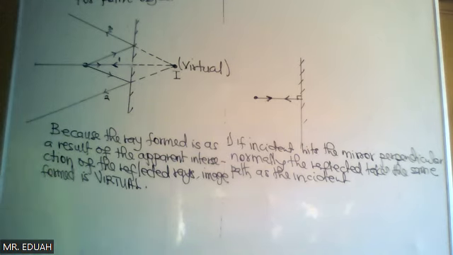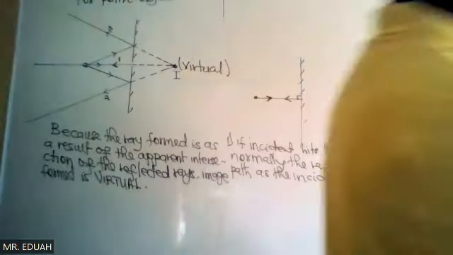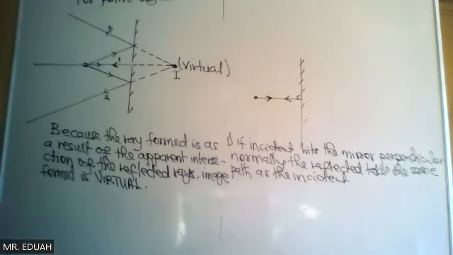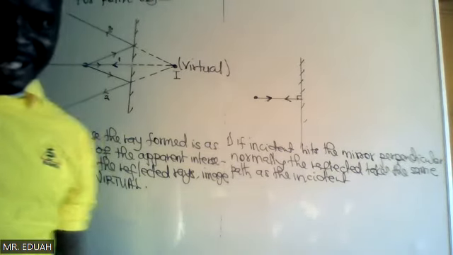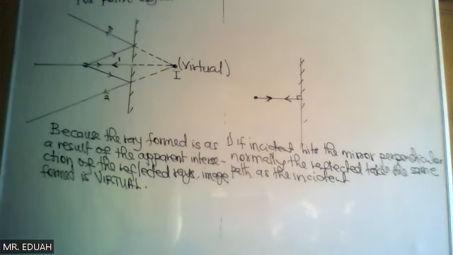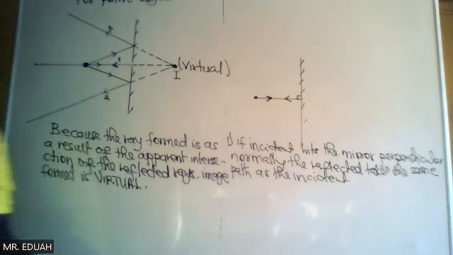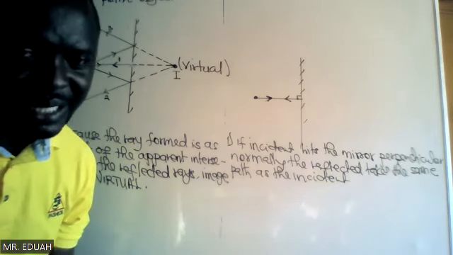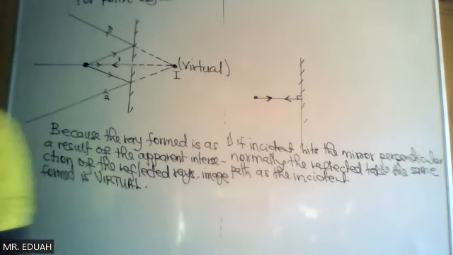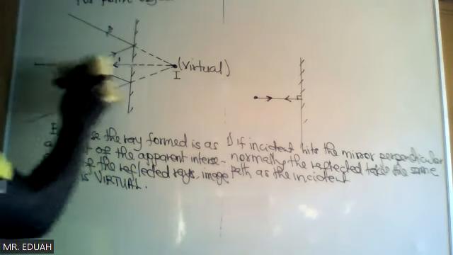All right, then let's look at an extended object. The image formed if the object is extended. An extended object has a head and a tail. You see this one, the point object, there is no head, there is no tail. But this object in consideration has a tail and a head, hence an extended object.